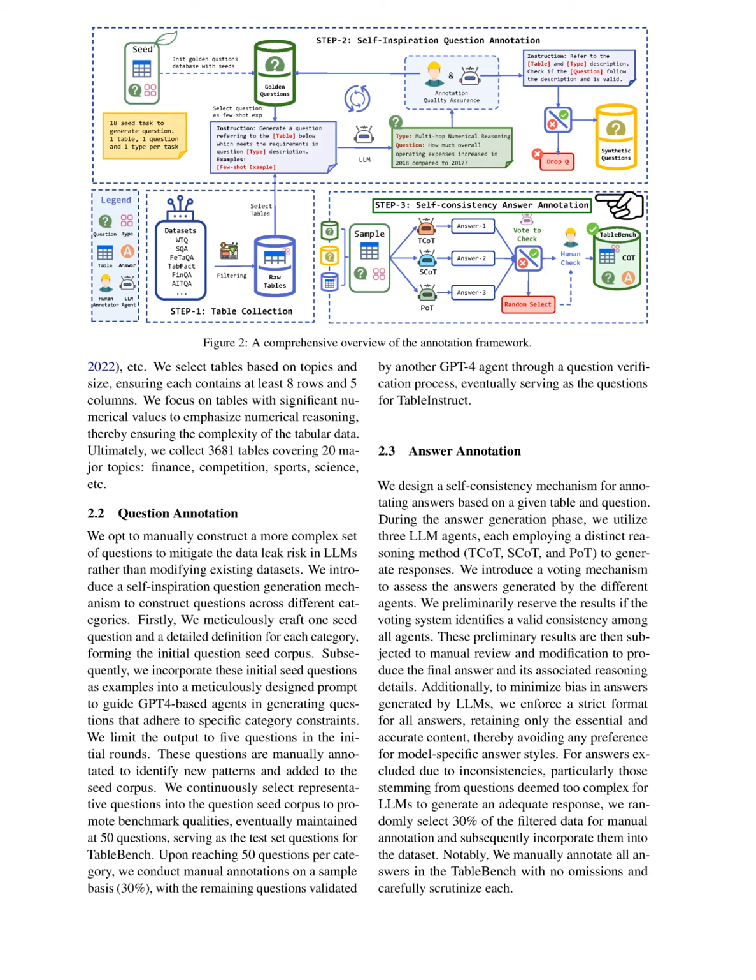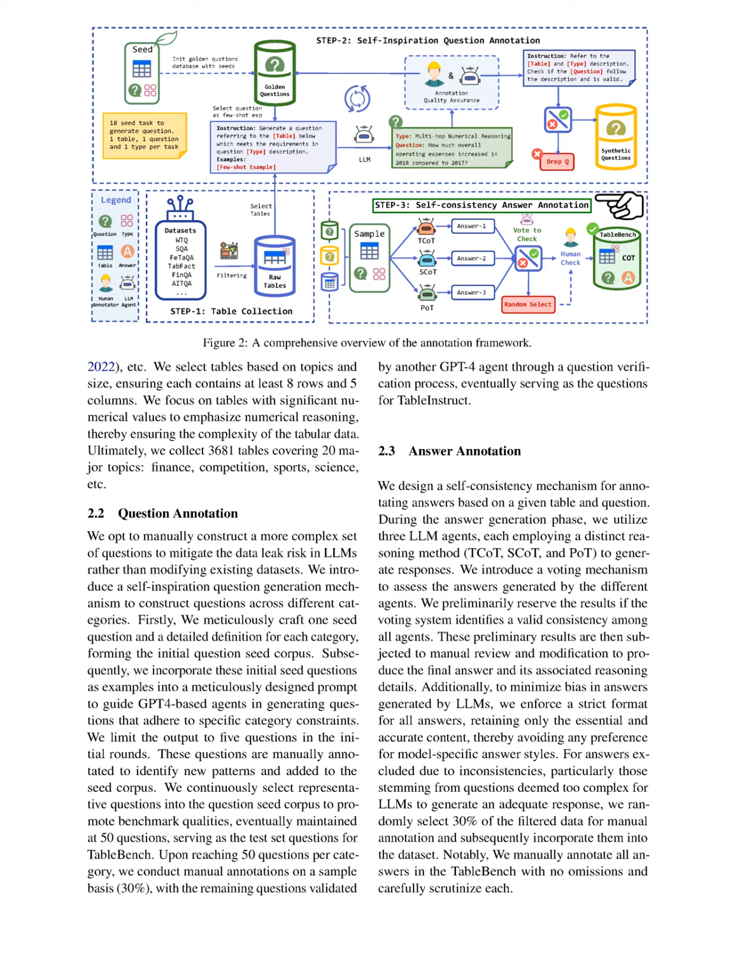First, we carefully design one seed question and a detailed definition for each category, forming our initial question seed collection. Next, we use these seed questions as examples in a well-structured prompt to guide GPT-4 agents in generating questions that fit specific category requirements. We limit the initial output to 5 questions.